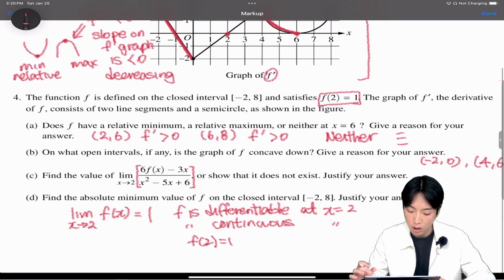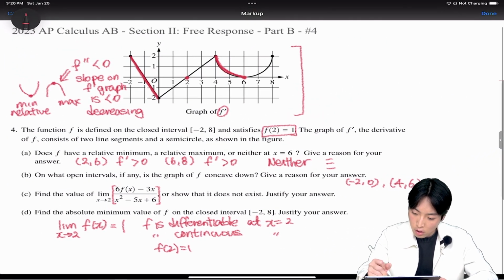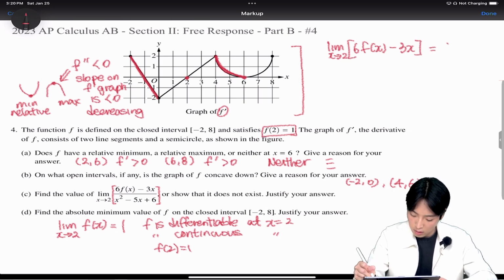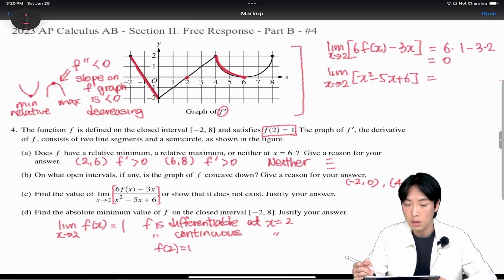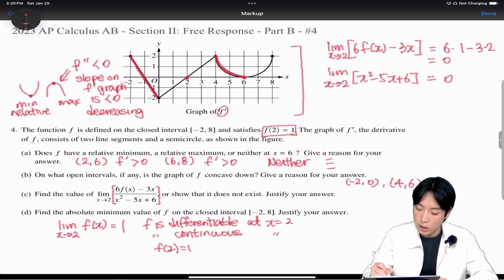So plugging that into our rational expression, our numerator limit becomes 6 times 1 minus 3 times 2, which is 0. And looking at our limit of the denominator, we have x squared minus 5x plus 6. By plugging in 2 for x, we also get 0. So for this limit, we have an indeterminate form.